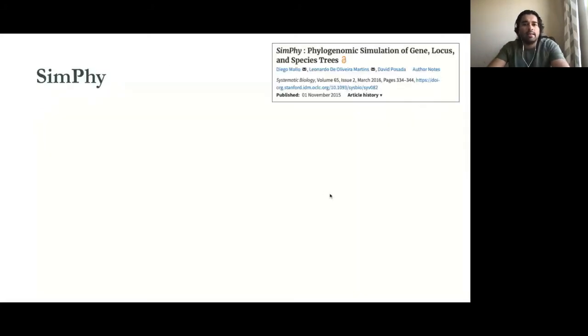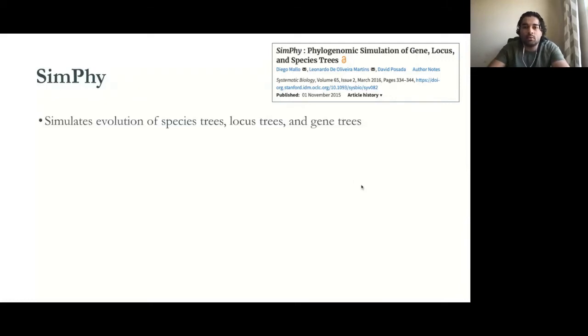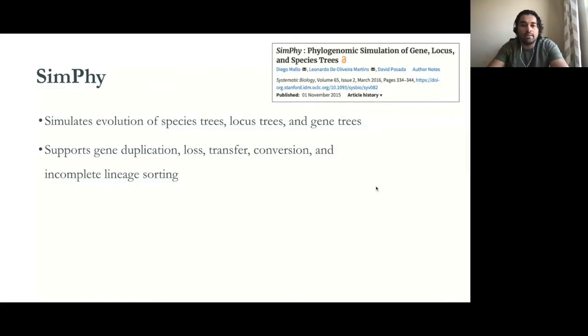And there has been work done in this area already. SaGePhy is work that does something similar: it simulates the evolution of species trees and locus trees, and then within loci, it evolves gene trees. This supports multiple different evolutionary events, including duplication, loss, transfer, conversion, and incomplete lineage sorting. So this supports a host of different evolutionary events.